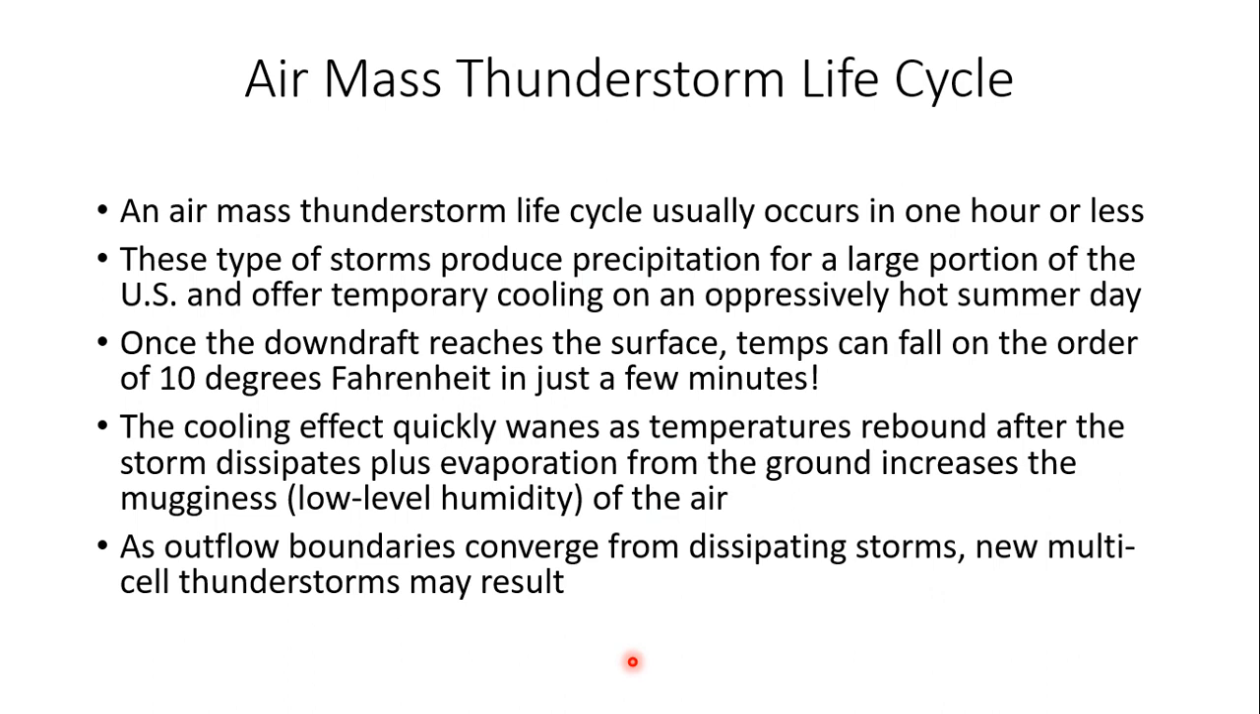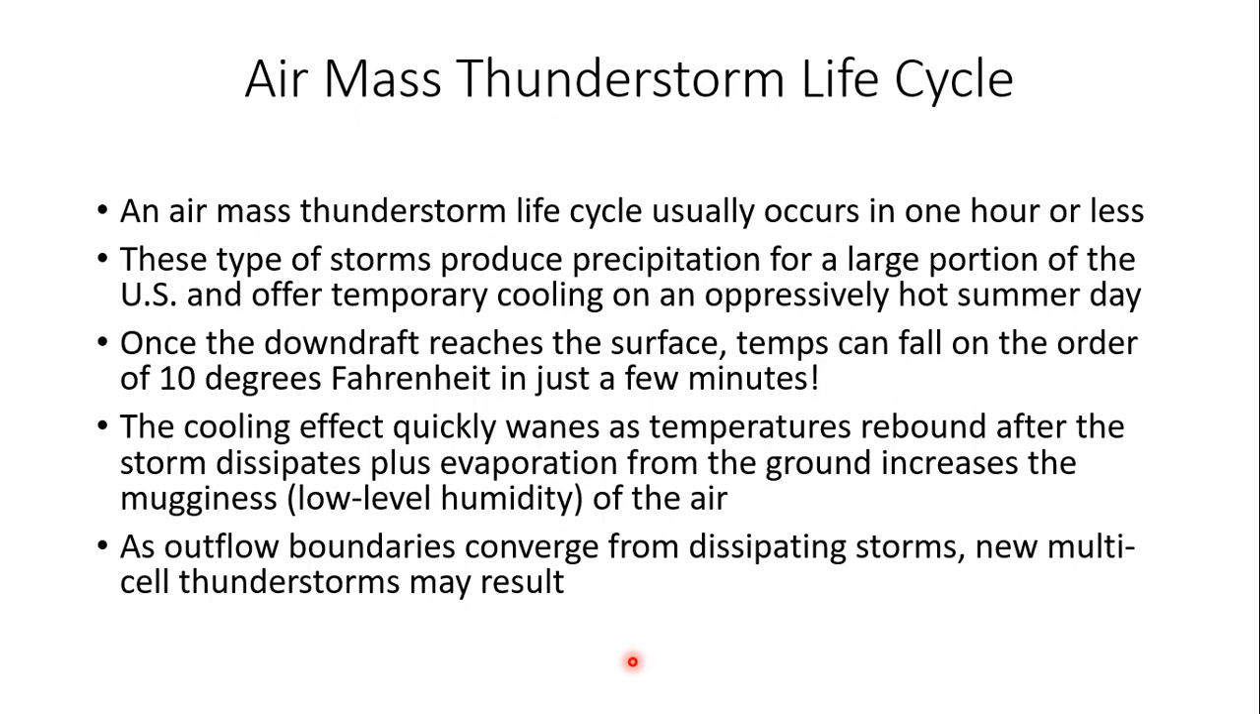Generally, an air mass thunderstorm life cycle lasts about an hour or less. These types of storms produce precipitation for a large portion of the United States, and they do offer that temporary cooling on oppressively hot, humid summer days. It feels great out there when you feel that downdraft come in and drop the temperatures. Now, once the downdraft reaches the surface, I mentioned this earlier about how far temps can fall. They might fall on the order of 10 degrees Fahrenheit in just a few minutes.